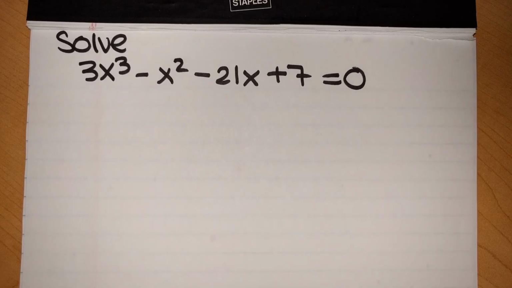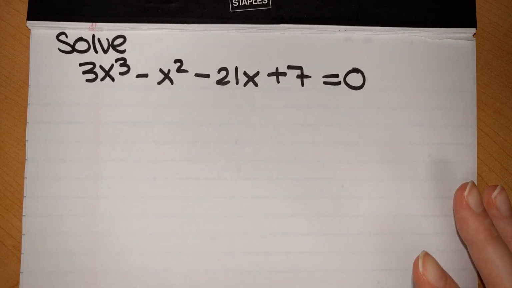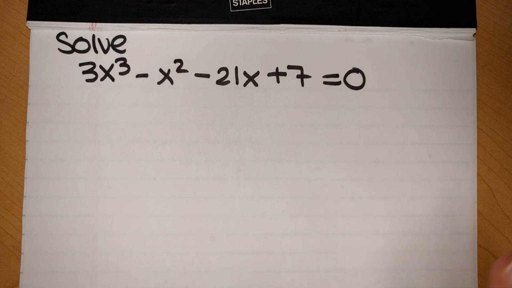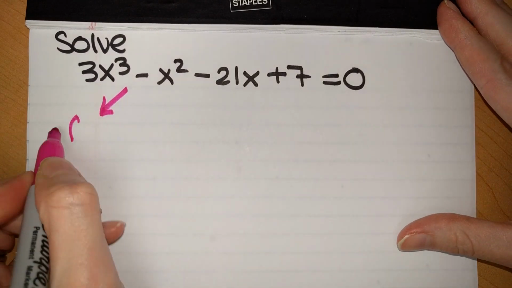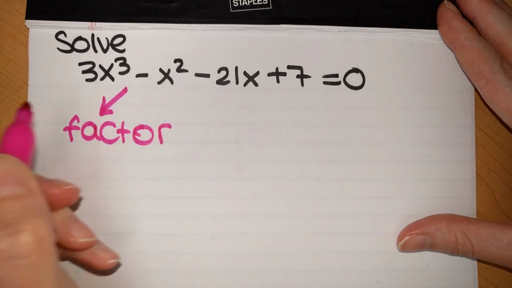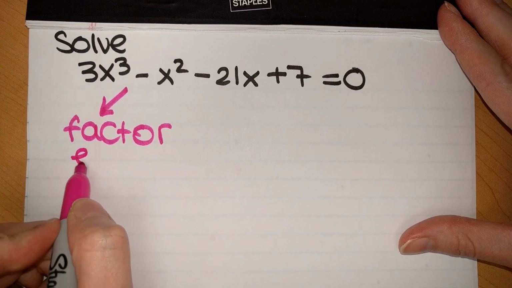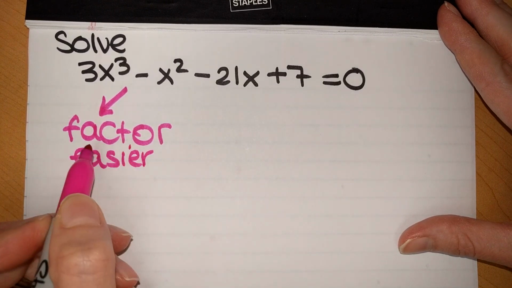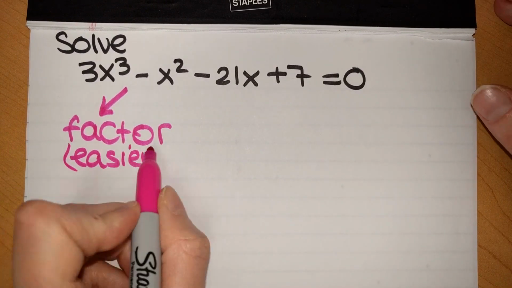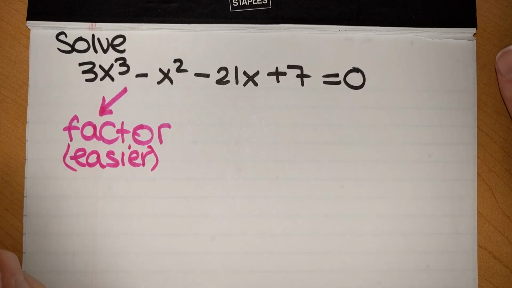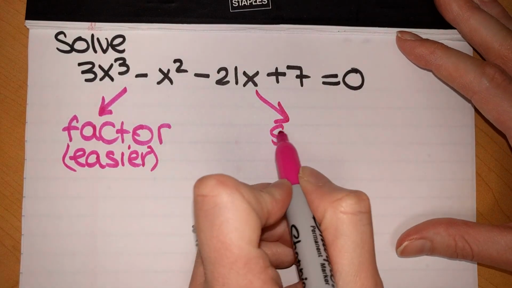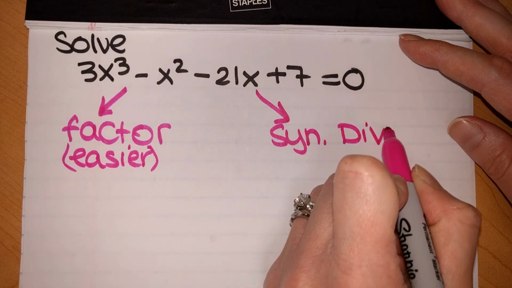All right, so this question is asking us to solve the polynomial equation, and there are so many different ways you can do this question. One way is to go through factoring it, and the nice thing about factoring is it is easier in some regards, but it will not always work. So if they give you something you can factor, by all means try to factor it, but if for some reason that doesn't work, then you can go through synthetic division.